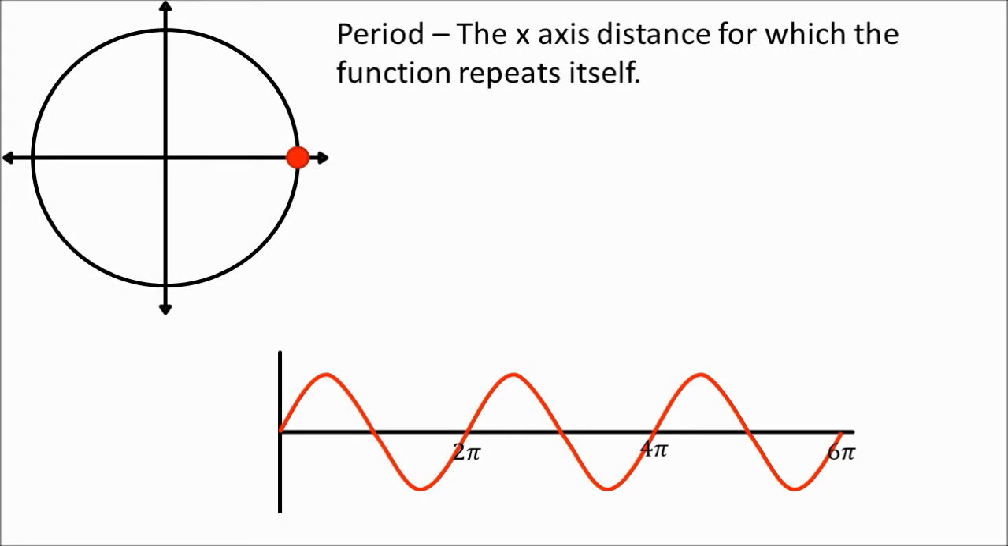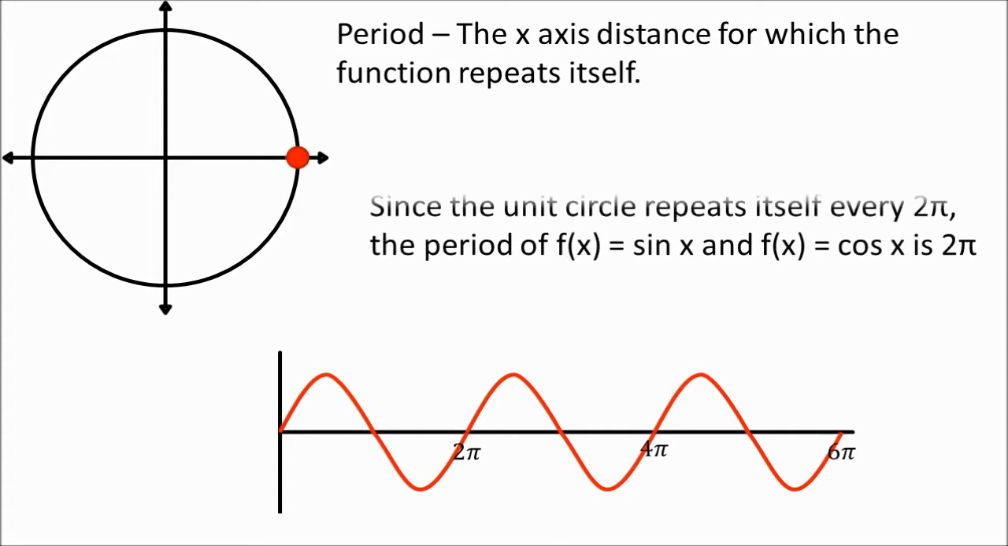The period of a function is the x-axis distance where the function is going to repeat itself. So in this case, I hope you can see that since the unit circle repeats itself every 2 pi, it goes around the circle 2 pi radians, so every 2 pi it repeats itself. The period of sine x and of cosine x for both of them is going to be 2 pi. You can see cosine on the bottom of this page, and hopefully you can just imagine what cosine would look like.